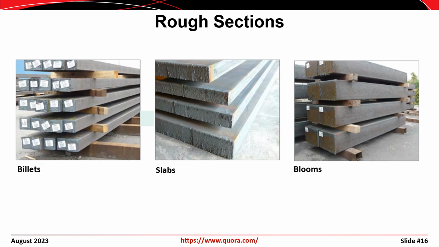So this slide shows billets on the left, shows slabs there in the center, and then blooms on the right. So the billet steel would be rolled into like bars and wires and things of that nature. The blooms would be rolled into structural shapes like channels or I-beams, and then the slabs would be rolled into plates.